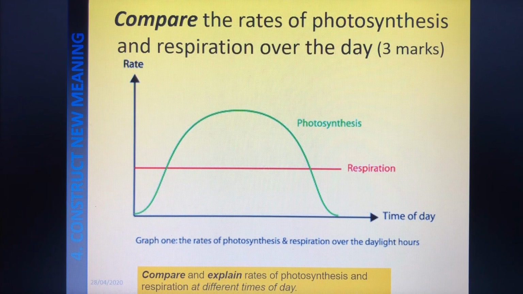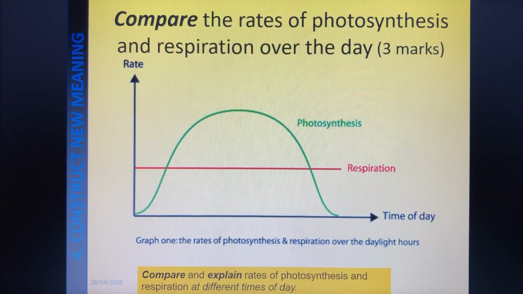Okay, so we've been asked here to compare the rates of photosynthesis and respiration over the day. I've done a lot of talking there. What I'd like you to do, please, is to draw a sketch graph and then to maybe just summarise with 3 short sentences what the graph is showing us.